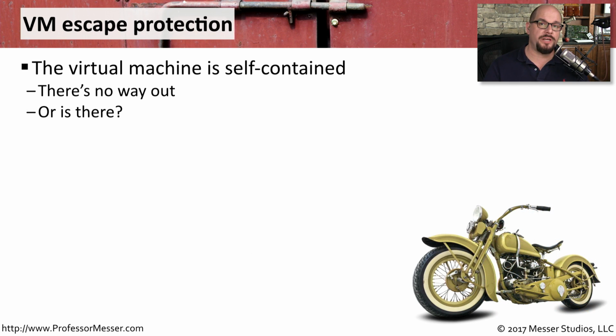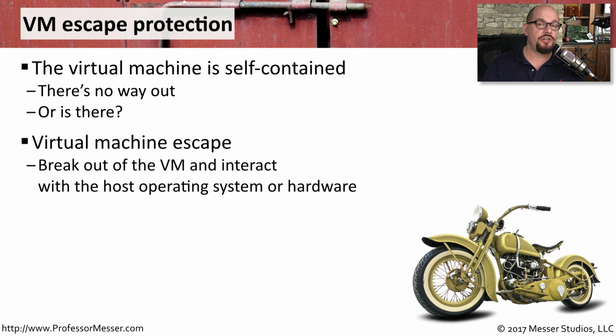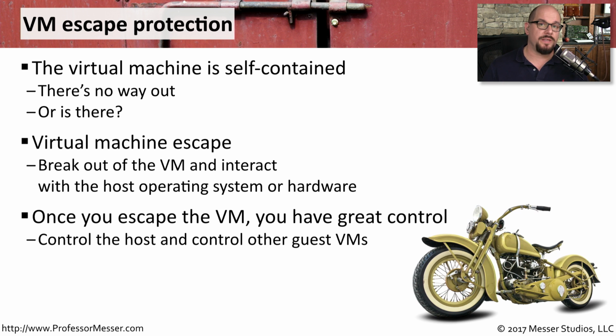When these virtual machines are running, they are their own self-contained system. They have their own virtual CPU and virtual memory and other virtual resources, and those resources don't interact with a hypervisor or with any other virtual machines. Or do they? With a virtual machine escape vulnerability, the bad guys are able to break out of the virtual machine and interact directly with the host operating system, the hypervisor, or the hardware itself. The security implications for this are significant.